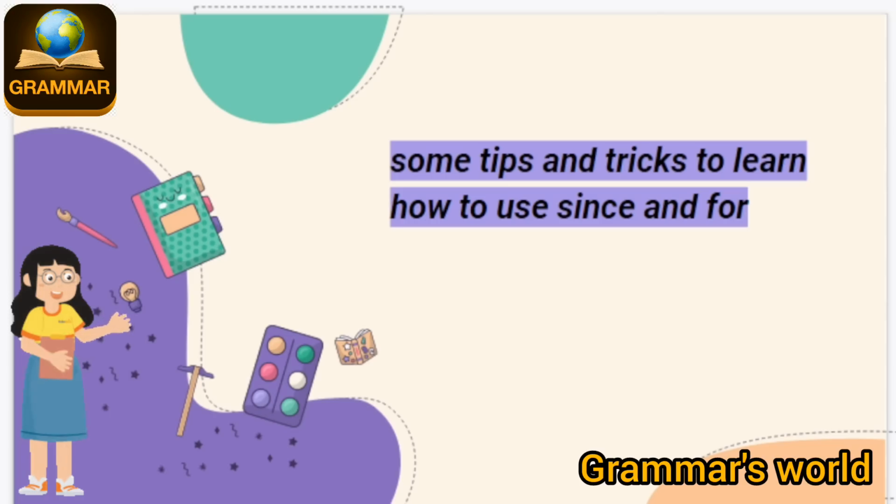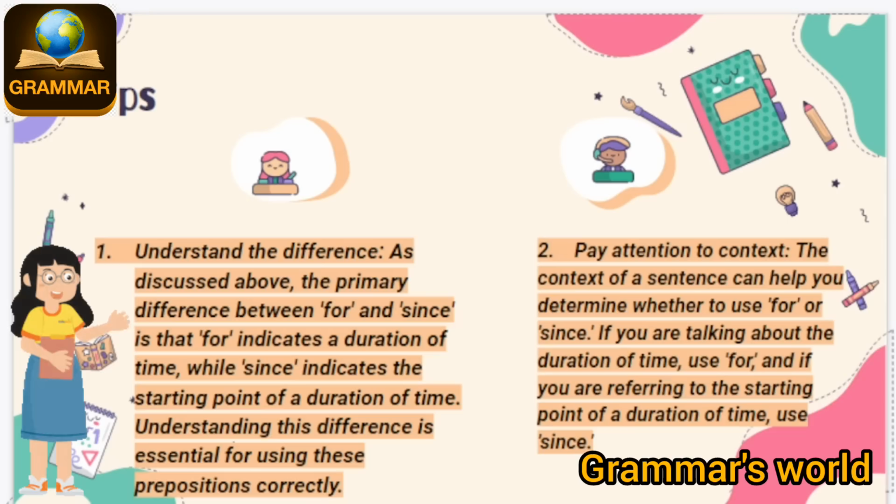Here are some tips and tricks to help you learn how to use since and for. Since is used to indicate a specific point in time when something started, while for is used to indicate a duration of time. For example, I have been studying English since 2015. I have been studying English for 6 years indicates the duration of the studying.